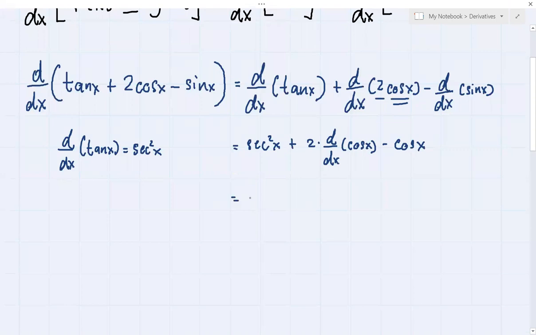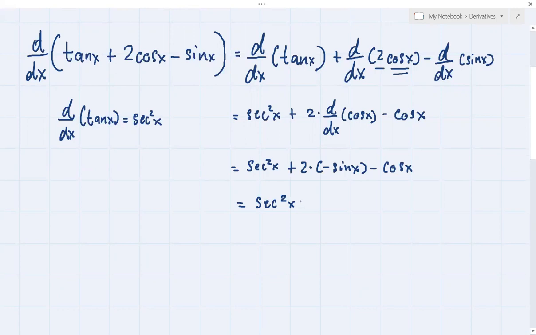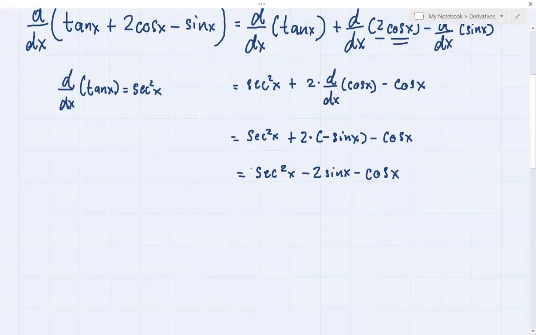Now, let's continue pa. Okay? So, we have secant squared x plus 2 times derivative ng cosine x. If you will recall kanina, nasabi ko na to, derivative ng cosine x ay negative sine x. Okay? So, let's continue in simplifying. So, we will have secant squared x plus 2 times negative sine x, we will have minus 2 times sine x minus cosine x. Ayan. There you go. So, this is the final answer.